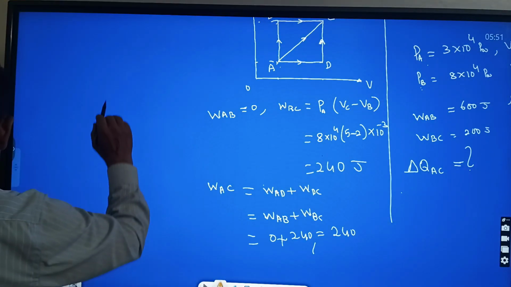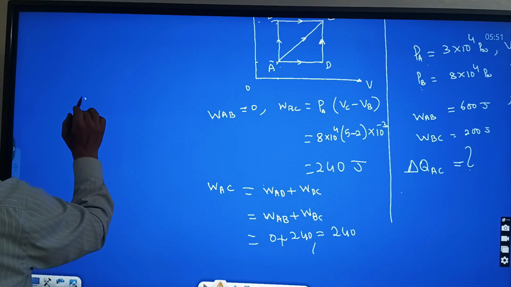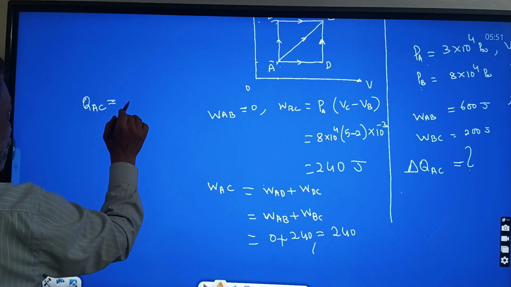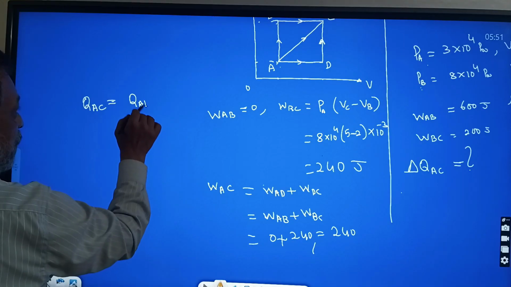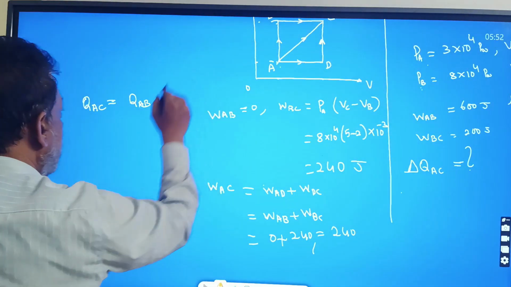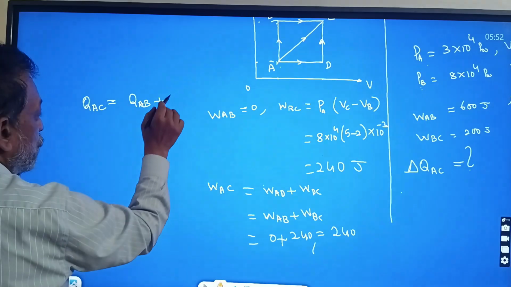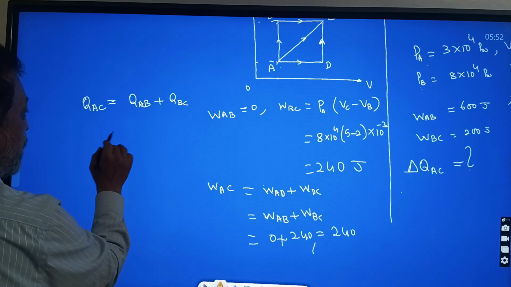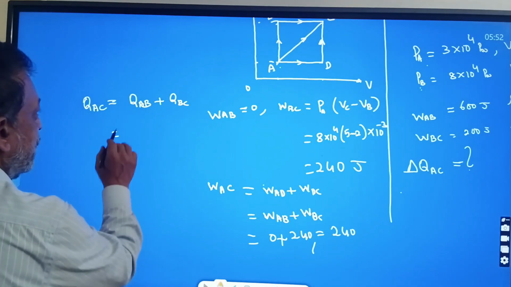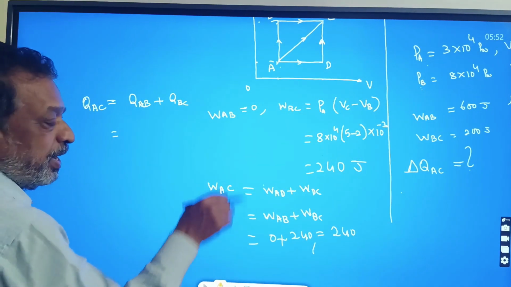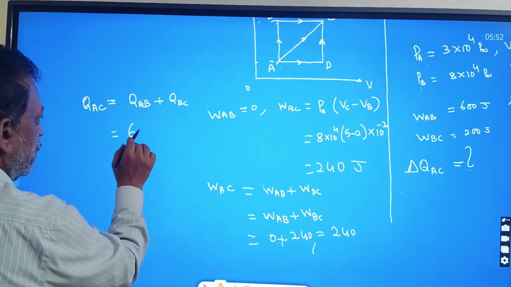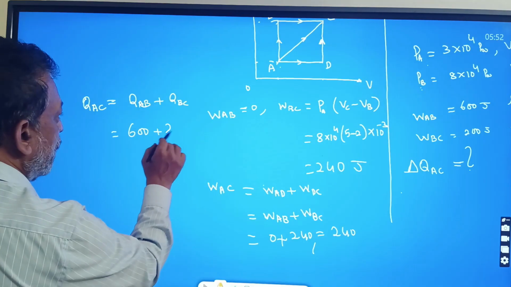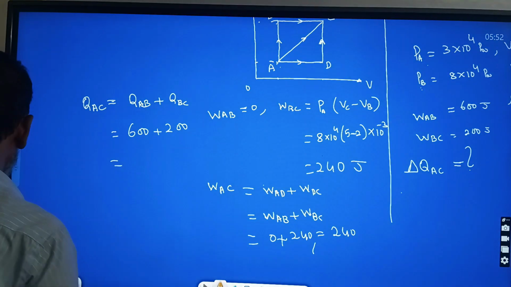Next, we go for energies. QAC is equal to QAB plus QBC. The QAB energy is given, heat added. Heat added is not 600 here, but BC is 200. They are given heat added. So that is equal to 800 joule.